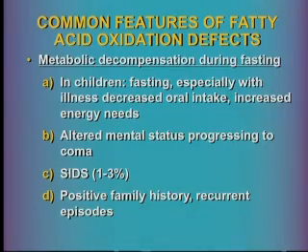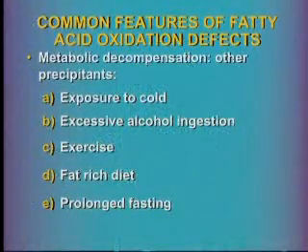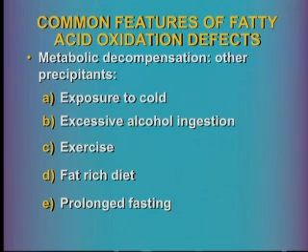or this child may have a history of just taking longer to get over illnesses than the rest of the people in the family. Excessive alcohol ingestion. Adults have been reported, especially if they drank a lot and passed out in the cold, which increases their metabolic needs, prolonged exercise, a high-fat diet.